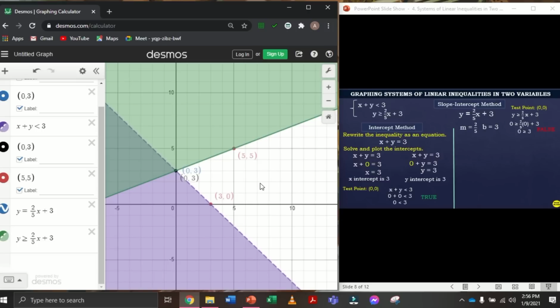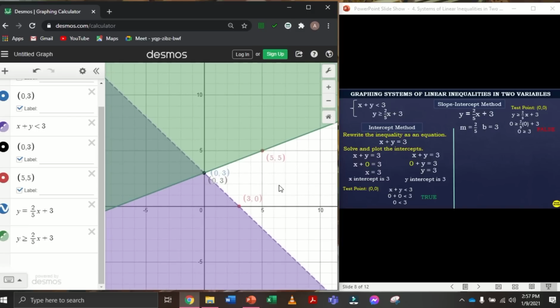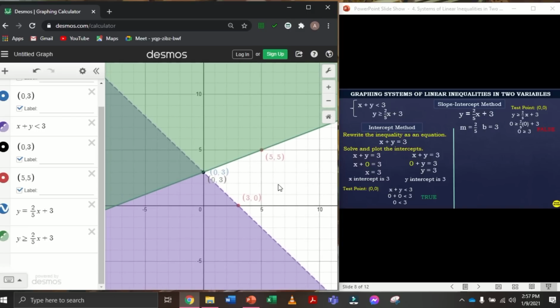Okay? Now, bakit ito solid? Solid siya kasi meron tayong equal sign dito sa ating inequality. So, greater than or equal. So, ibig sabihin, lahat ng points na dito naglalay are all part of the solution. Okay? So, this is the graph of the system x plus y is less than 3 and y is greater than or equal to 2/5 x plus 3.